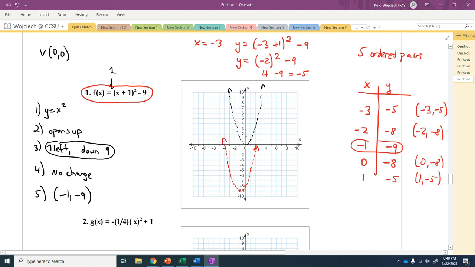Okay, this graph is shifted 1 to your left and 9 down. So just so you know how much work we did to do this. On your test or quiz, you have to show all the steps. Here, I don't have that much space, so I was trying to do things in my head. But I showed you how to get the value of y when x is equal to negative 3.